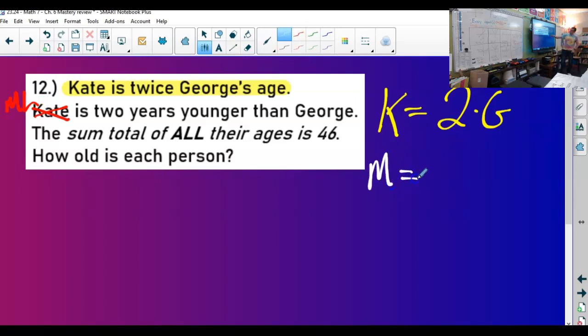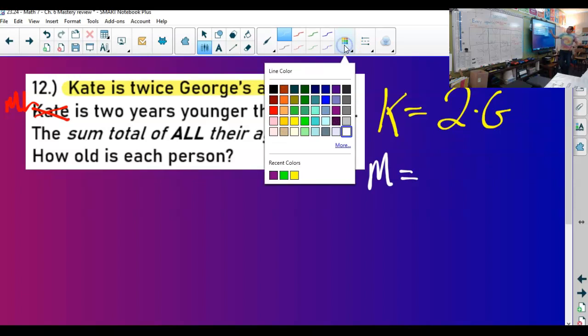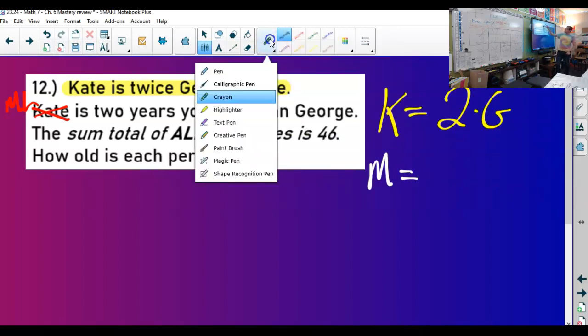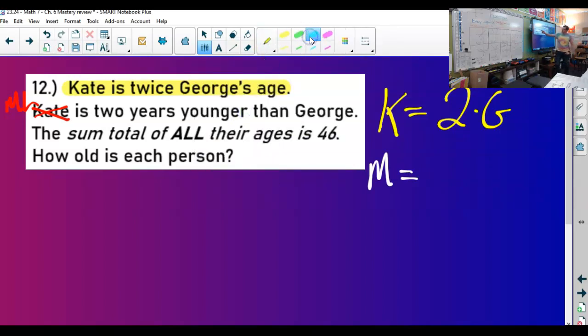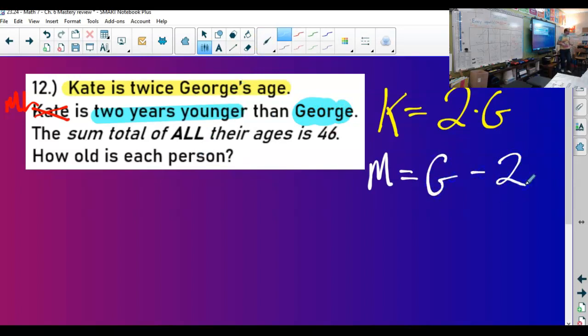So Mary Lou is 2 years younger than George. Who can help me write Mary Lou is 2 years younger than George? Like 2 minus G. Nope. 2 years younger. G minus 2. Yeah, guys, that tells you to take 2 away from something. What are we taking 2 away from? The G. So this needs to be G minus 2.